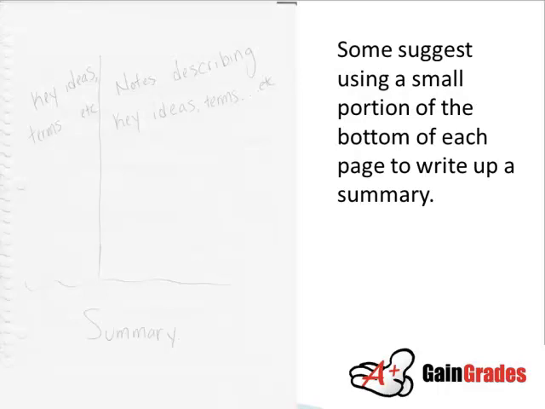And some suggest using a small portion of the bottom of each page to write up a summary. So not only would you put key ideas in that left column and your normal notes in the right column, but you'd also leave yourself a little space at the very bottom of the page, as this example shows, to summarize all of those things you just wrote about.